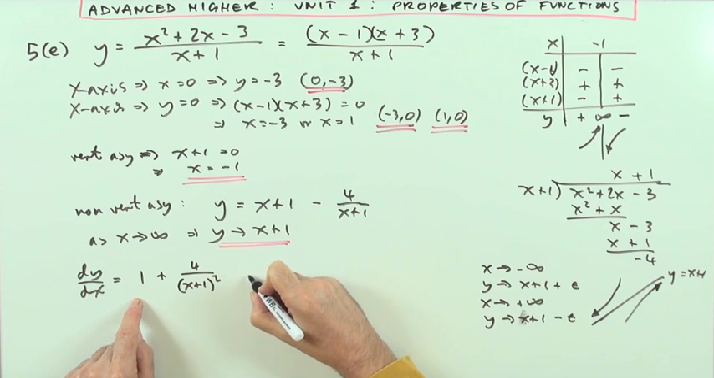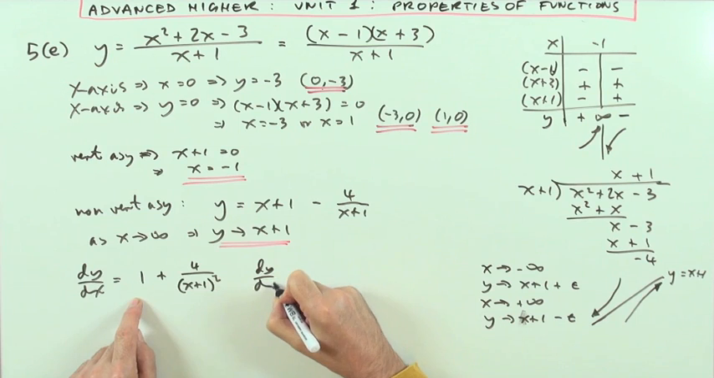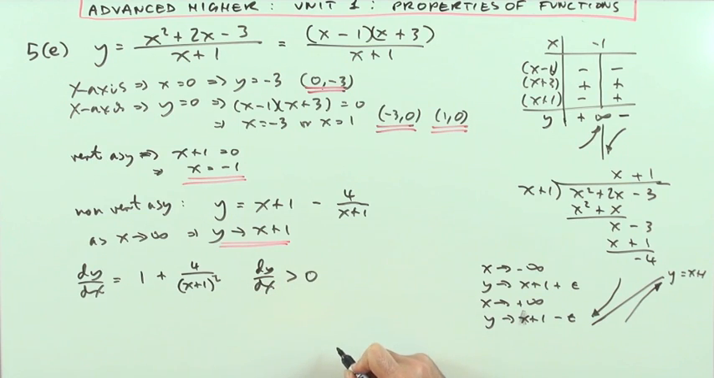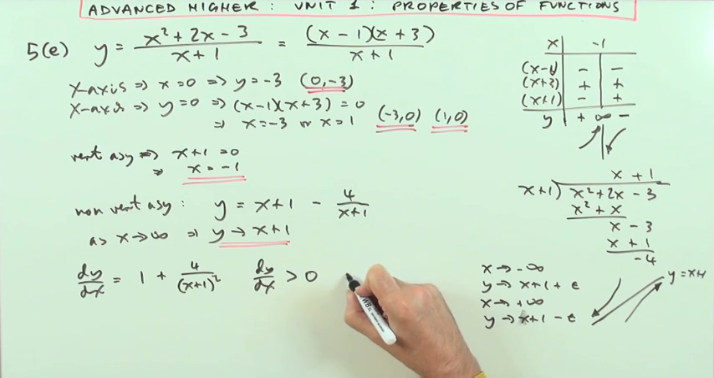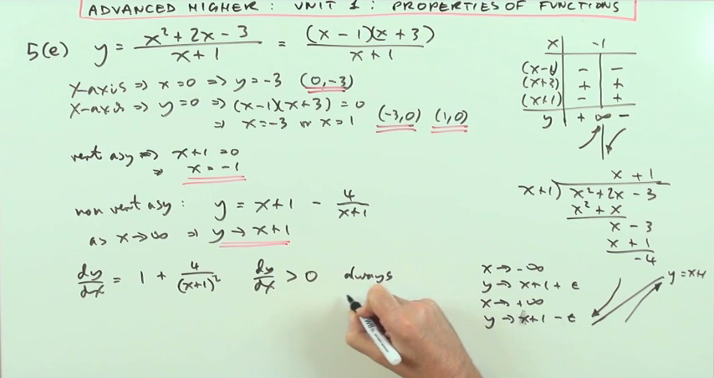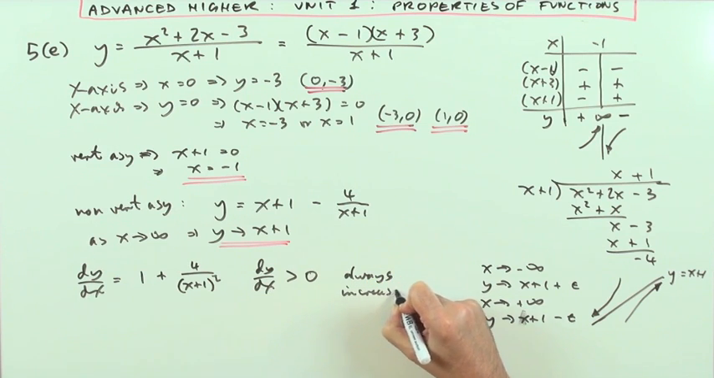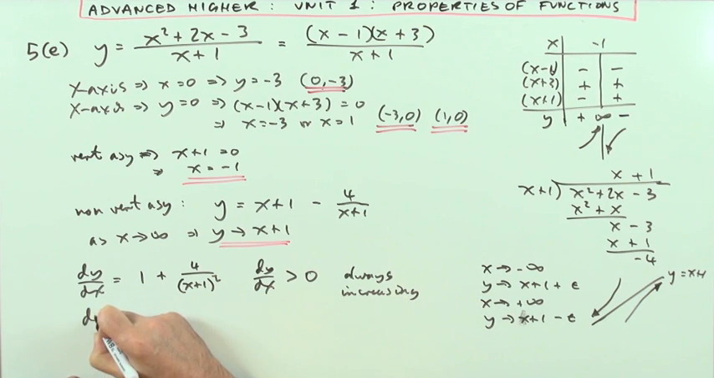So I can say dy by dx is always greater than 0, which means it's always increasing. No stationary points, always increasing. Further, I could do this. What's the second derivative? Just for fun.